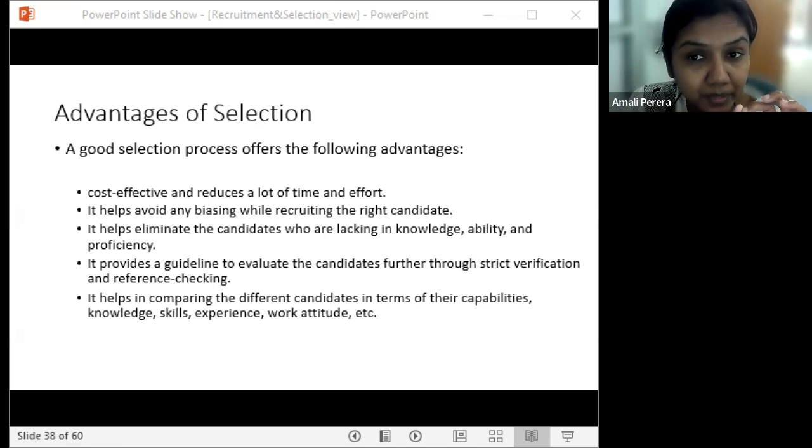Through selection, we can reject or eliminate the candidates who do not have the proper knowledge, ability, or experience. For example, if we are recruiting a marketing manager and looking for a person with 10 years of experience and an MBA, and a candidate has not done an MBA and does not have 10 years of experience, we can reject that candidate in the selection process. Of course, we can do it at the screening level also, but we can relate that part here too.